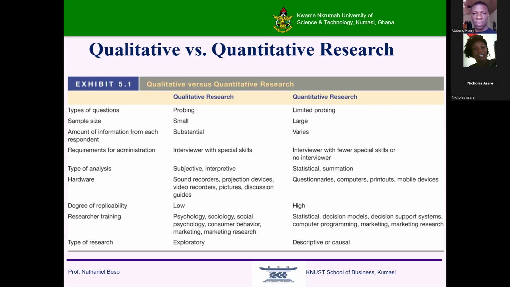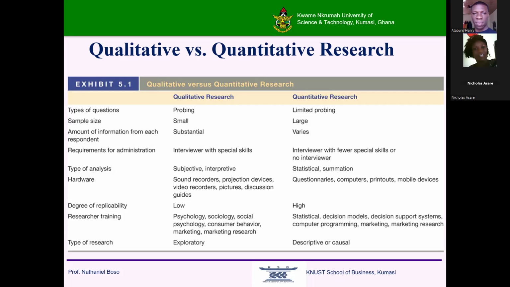But when it comes to quantitative, the hardware instruments you might use include a physical questionnaire, that is a printed questionnaire, computers that may host soft versions of the questionnaire for answering, like Google Forms and the rest online. Okay. Or it could be mobile devices where you have developed an app that hosts the questionnaire for administration.